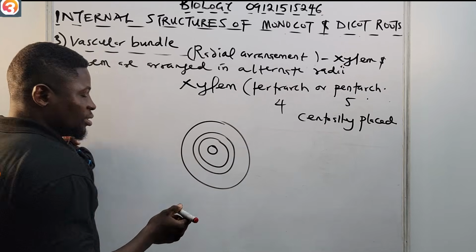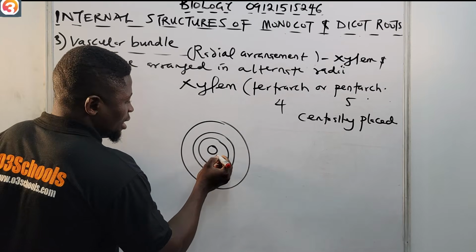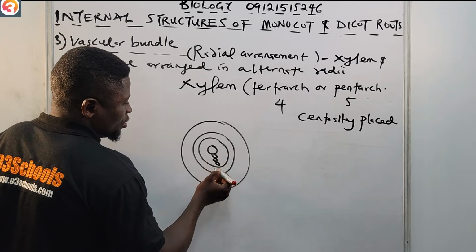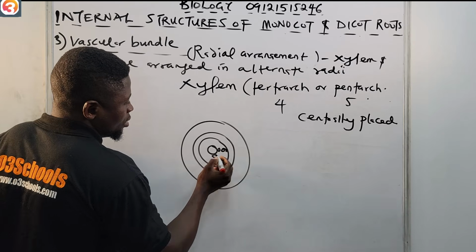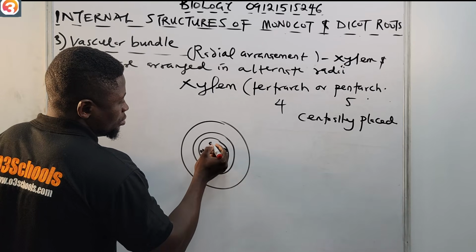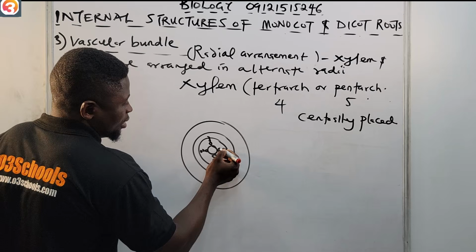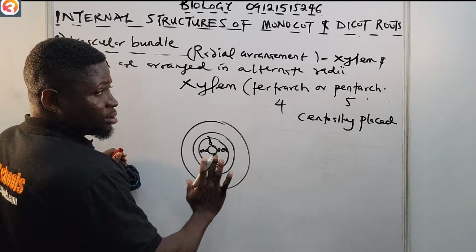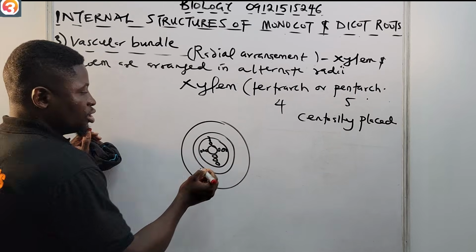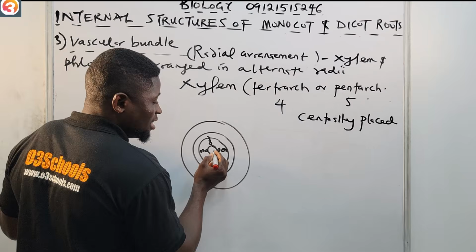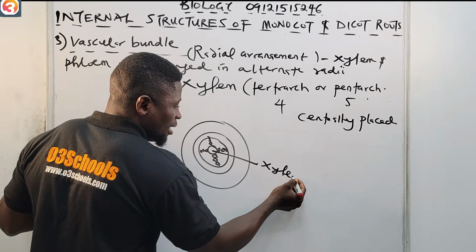This is the xylem. Then we now have 1, 2, 3, 4. Sorry, my diagram is very small. Just take it like this. So this here is the xylem.